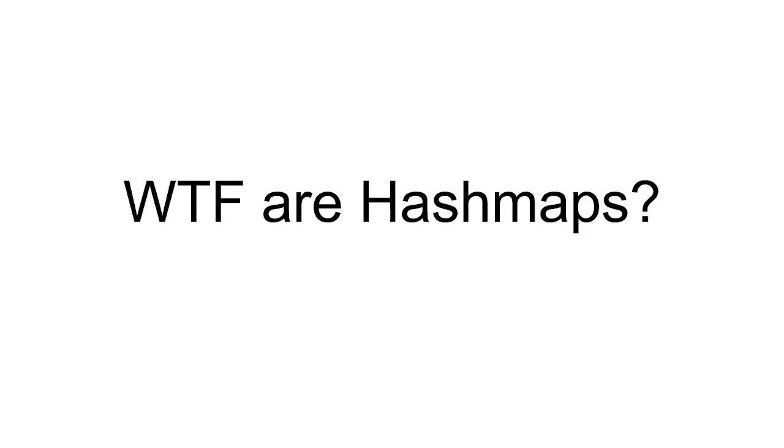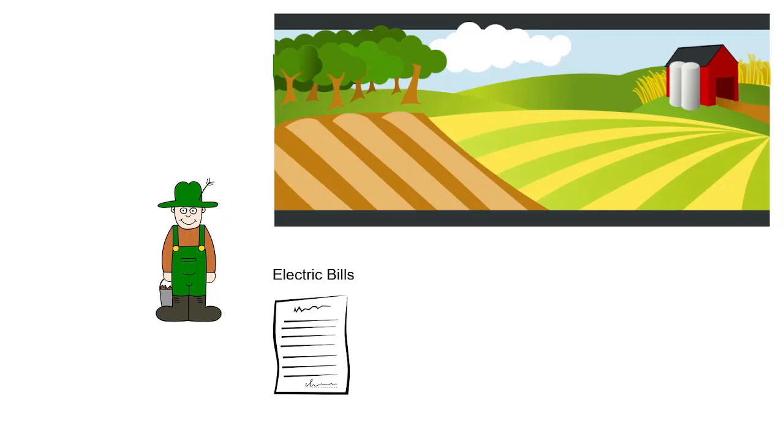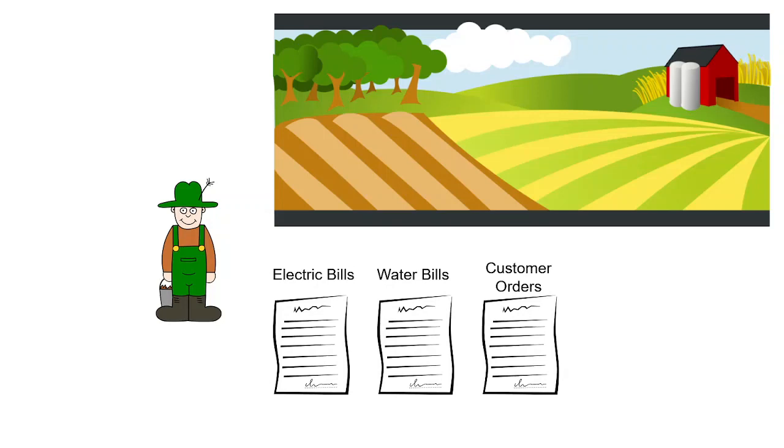Okay, now we're going to talk about hash maps, which are a data structure. So imagine you are a farmer and you have a farm and you have lots of documents associated with that farm that you need to organize. For instance, you might have your electric bills, your water bills, your customer orders, your plans for the future, etc. You just have a bunch of bills and a bunch of documents that you need to organize.